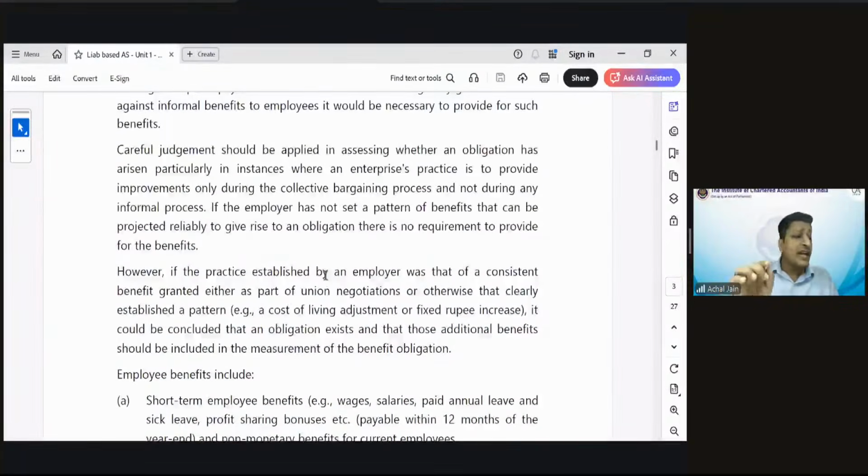See, it says careful judgment should be applied in assessing whether an obligation has arisen, particularly instances where the enterprise practices to provide improvements only during the collective bargaining process and not during any informal process. If the employer has not set a pattern of benefits that can be projected reliably, it will not lead to an obligation. Okay?